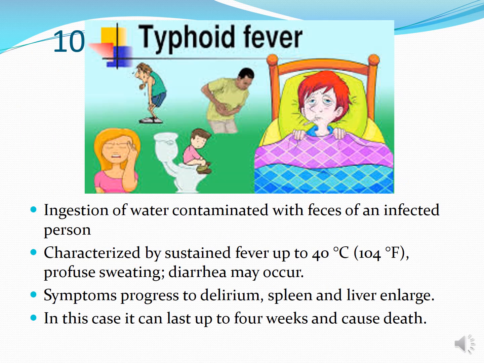The 10th problem is the typhoid fever. It's very common. Ingestion of water contaminated with the feces of an infected person is the source of infection. The disease is characterized by sustained fever up to 40 degrees Celsius, profuse sweating, diarrhea may occur in some cases. Symptoms progress to delirium, spleen and liver enlargement. In this case, it can last up to 4 weeks and cause death of the infected individual.